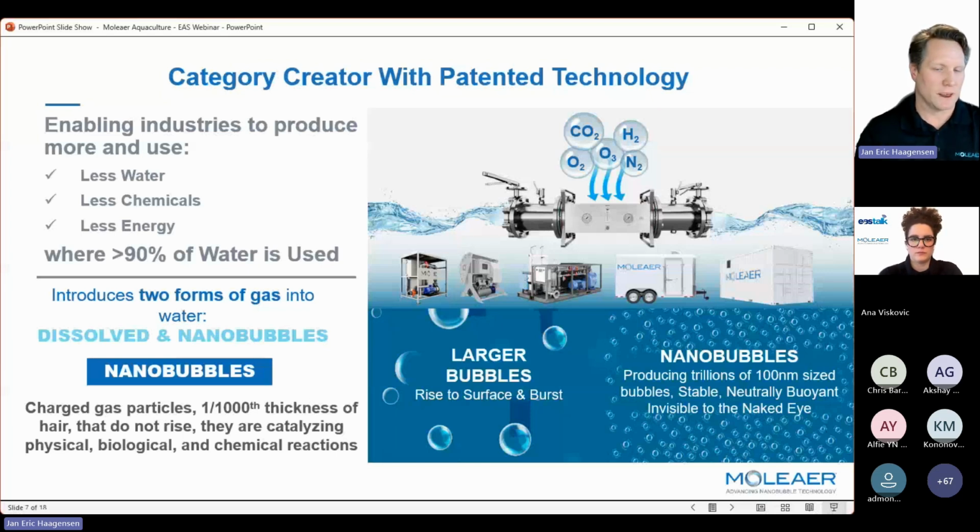to surface. And these nanobubbles, when you get down to the size, you get into a realm where they possess a lot of other properties. And these properties are catalyzing these physical and biological and chemical reactions. So we're producing trillions of approximately 100 nanometer sized bubbles, and these are invisible to the naked eye.